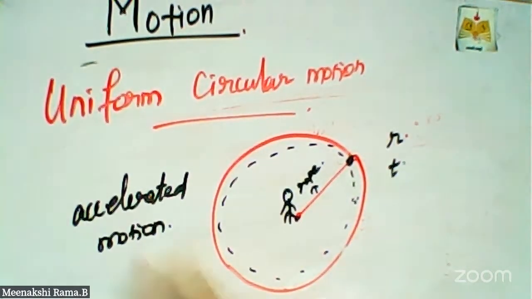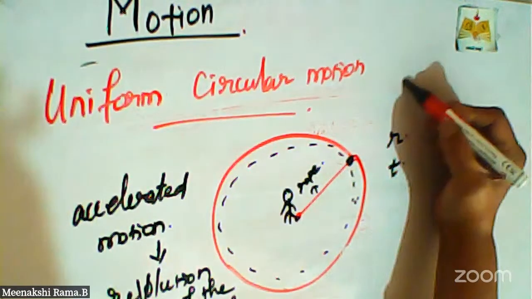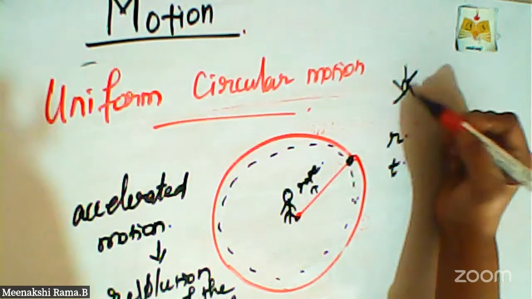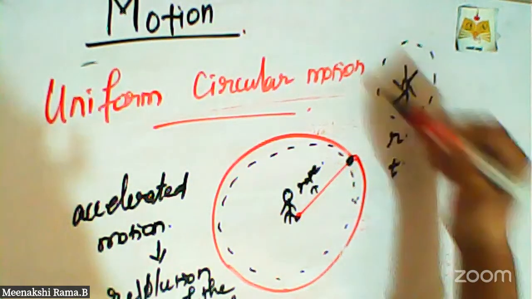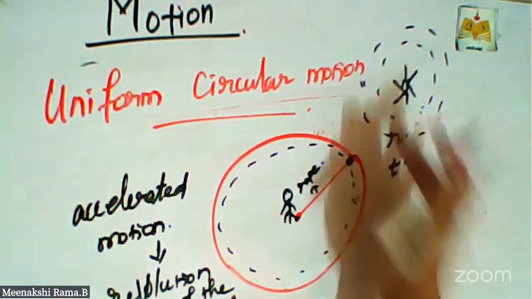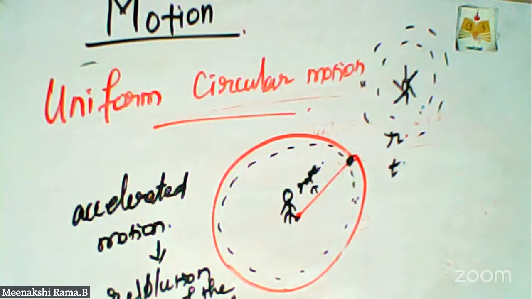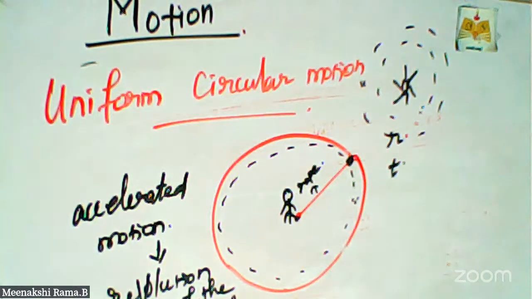The revolution of the Earth is the best example. The Earth rotates around the sun. In the solar system, this is the sun, and all the planets rotate around the sun. Each and every planet rotates around the sun. So this is a good example of accelerated motion, that is, the revolution of the Earth around the sun.